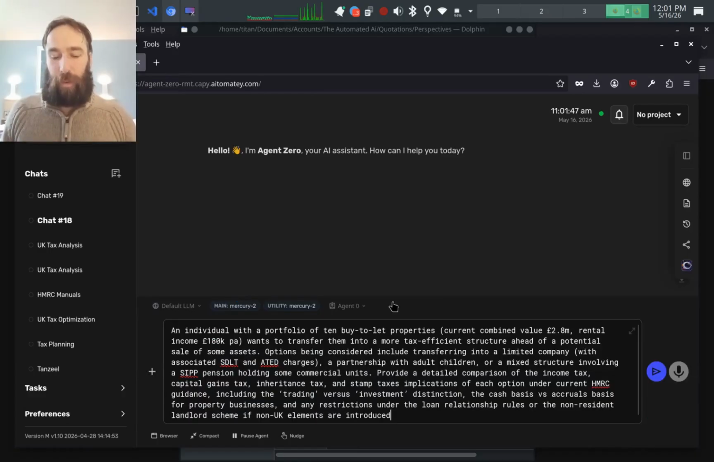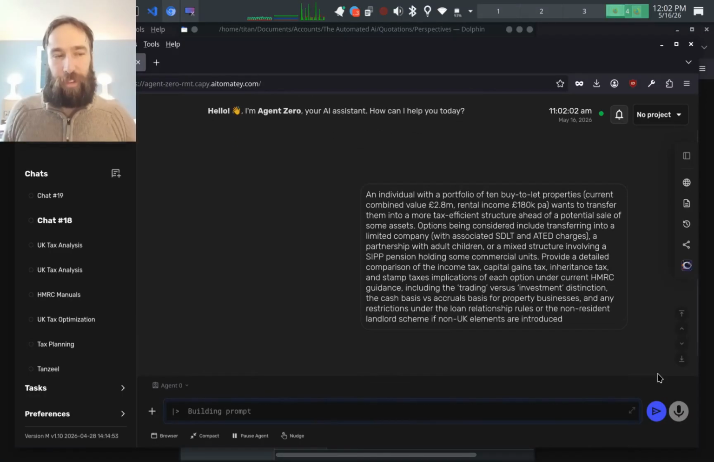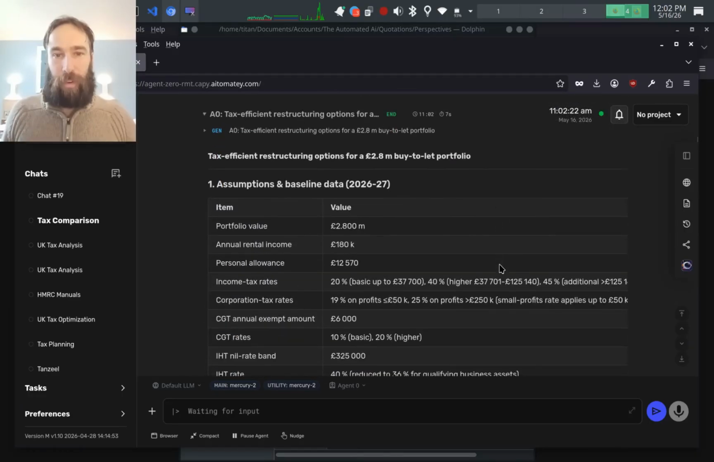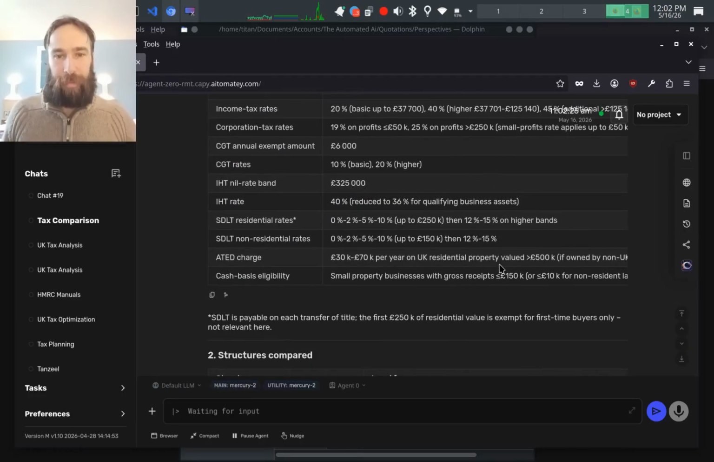nowadays with all the different rules to do with property coming in. All of the knowledge is kept up to date. Rather than it being baked into the model, it has its own database that it can reference, that it can continuously keep updated. So this example is giving an example of structuring a property portfolio.